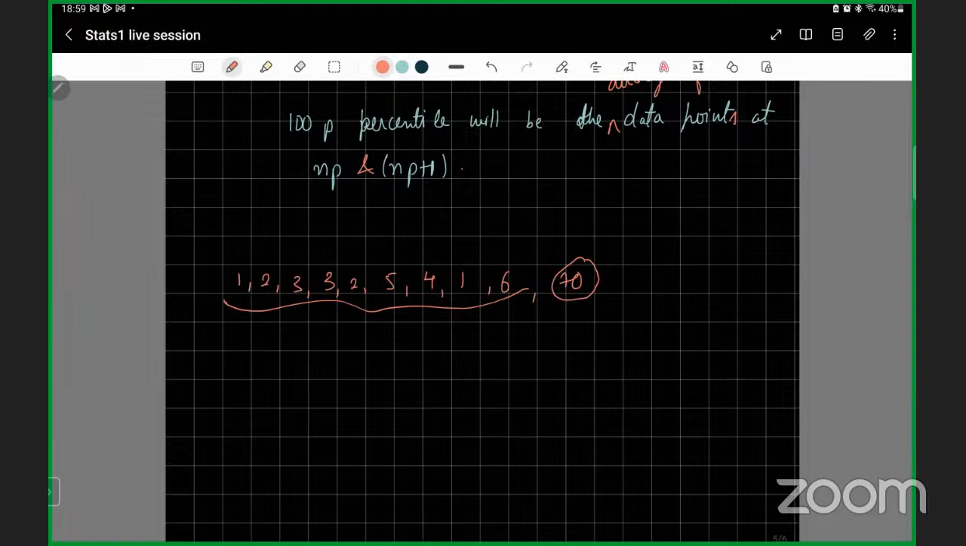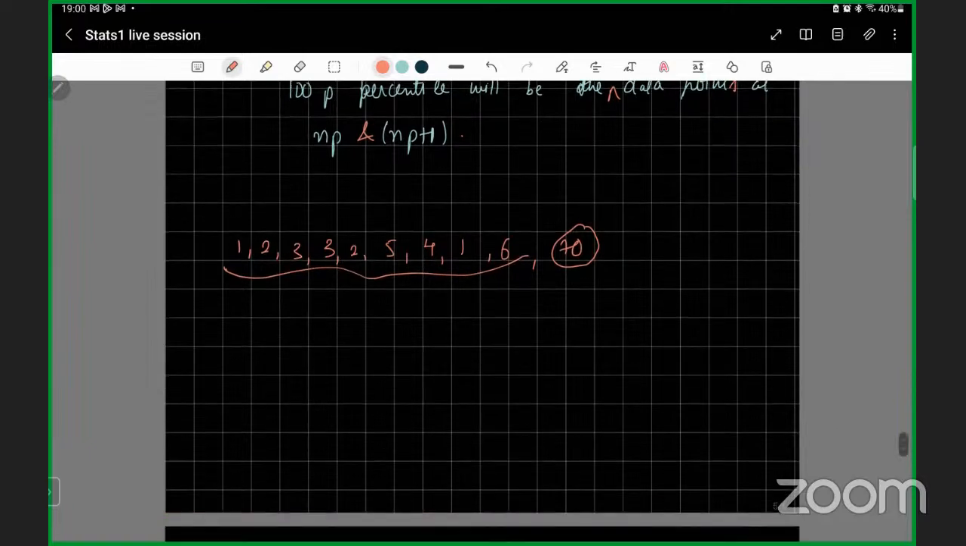My general doubt is, why is the mean very sensitive to outliers? Okay, let's take this example. In this case, we know 70 is an outlier.